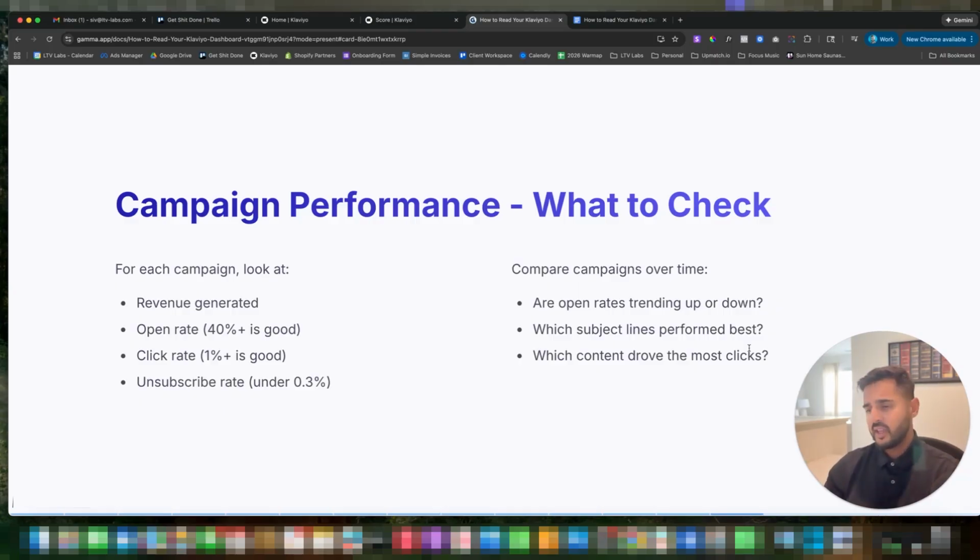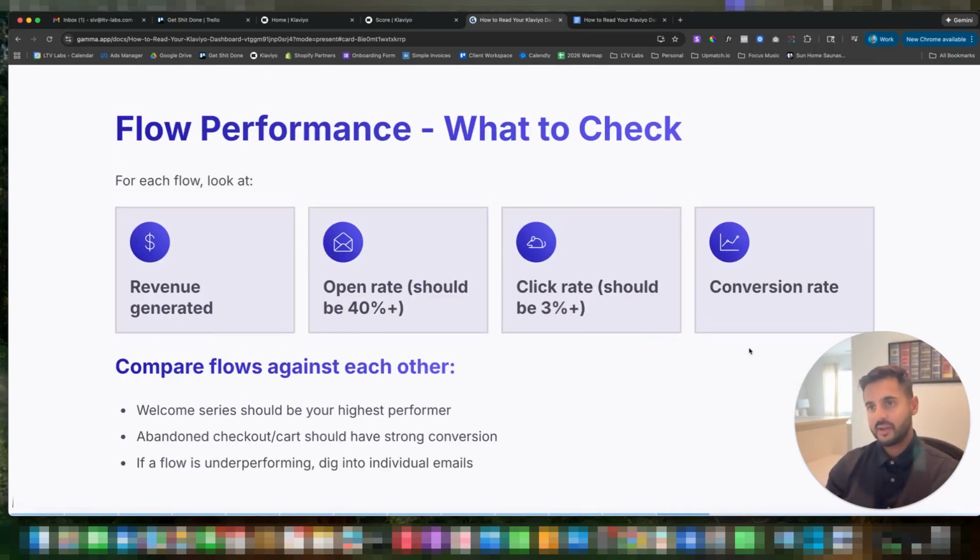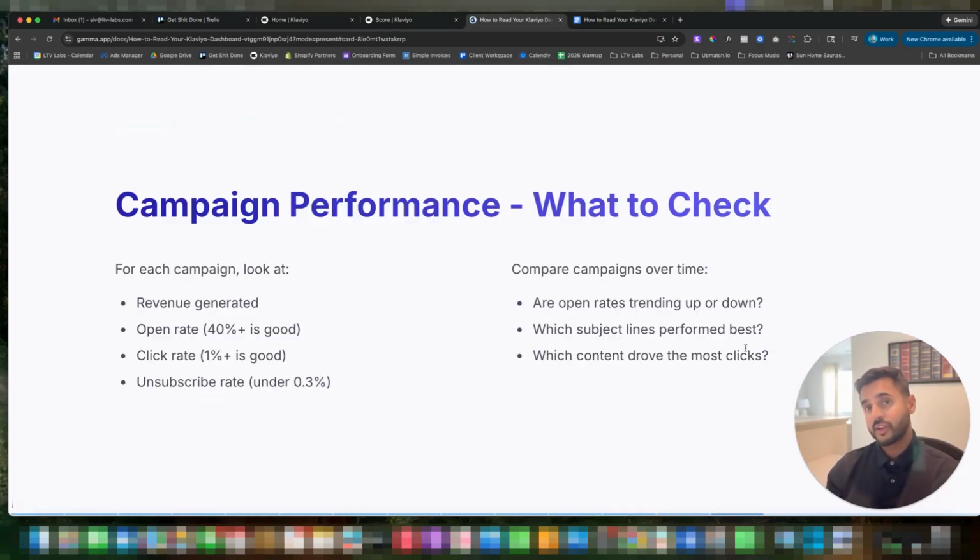And just a bonus hack, if you see that an evergreen campaign, like a non-promotional campaign, has knocked it out of the park for your performance, like it's a value-driven campaign that's performed really well, it reached all the metrics that we talked about here, and the revenue was also really, really great as well, go ahead and save that as a template and bake that into one of your flows, whether it's your welcome series, abandoned checkout, browse abandonment, wherever it makes sense to. And the benefit of that is people that are going through these flows are going to be able to actually see that campaign email that you sent out previously, right?